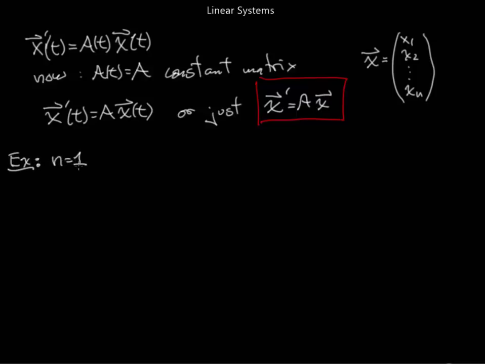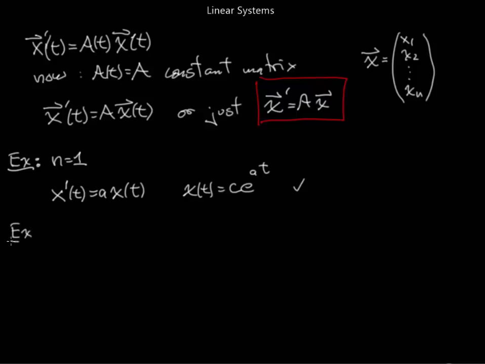Well, let's start off really simple. Take the case n is equal to 1. Then you just have a single function of t, and the equation is x prime of t is equal to a x of t, and we all know how to solve that. x of t is c e to the at.